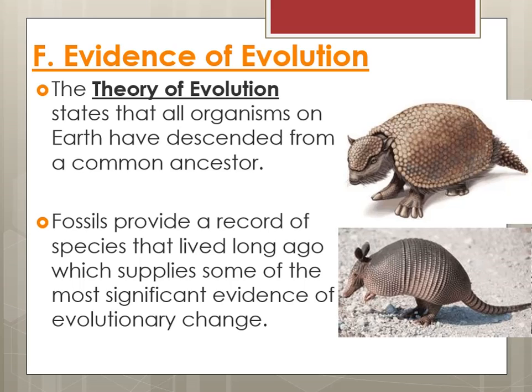Fossil evidence provides a record of species that lived long ago, which supplies some of the most significant evidence for evolutionary change. So these pictures that are here, obviously the one at the bottom is an armadillo, and there are connections to the picture above. It is what we call a glyptodon.